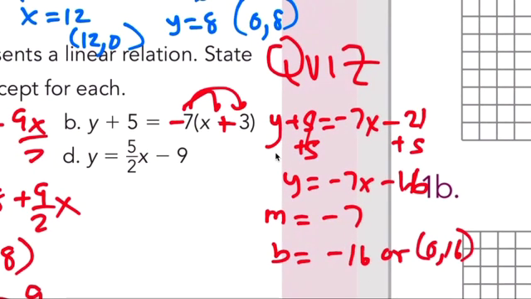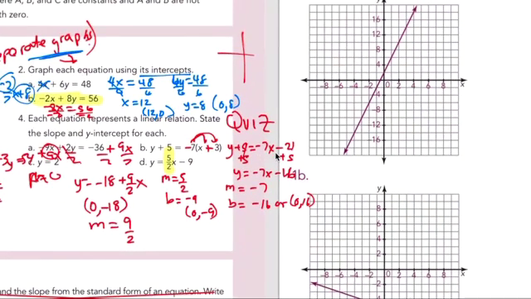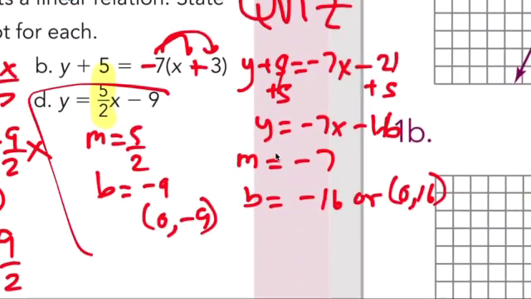This one is obvious. Your slope is 5 over 2. The y-intercept is negative 9 or 0, negative 9. That's for D here. Okay.